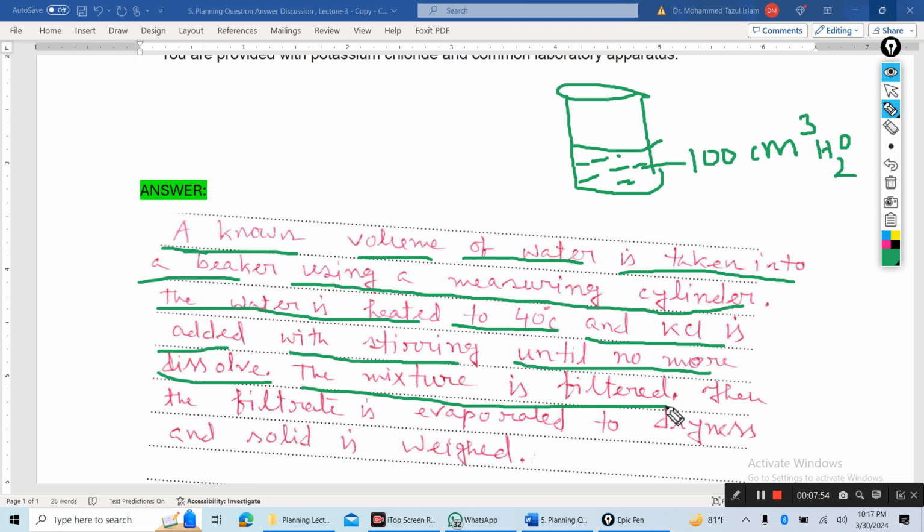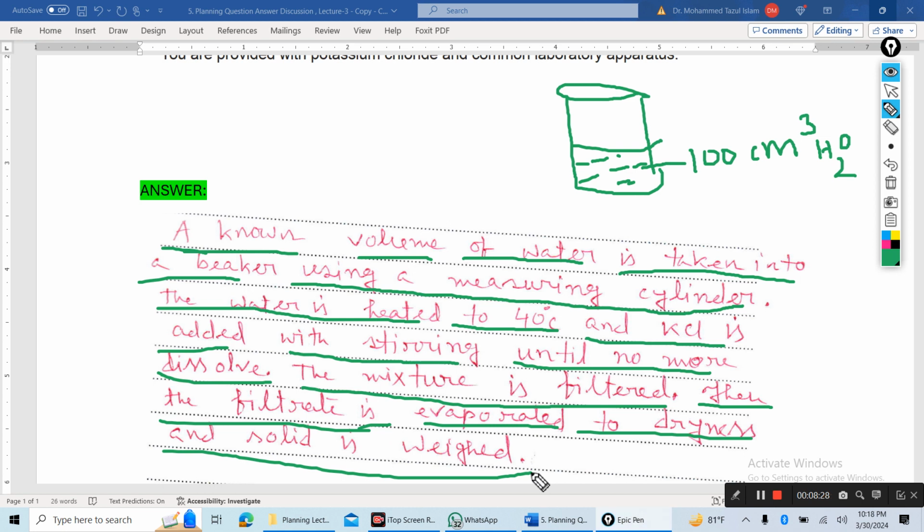Then the mixture is filtered. Then the filtrate, meaning after filtration the clear solution you will get, is evaporated to dryness. Dryness means all water will be removed and solid salt you will get at the bottom of the beaker. The filtrate is evaporated to dryness and the solid is weighed and the mass of solid is taken.